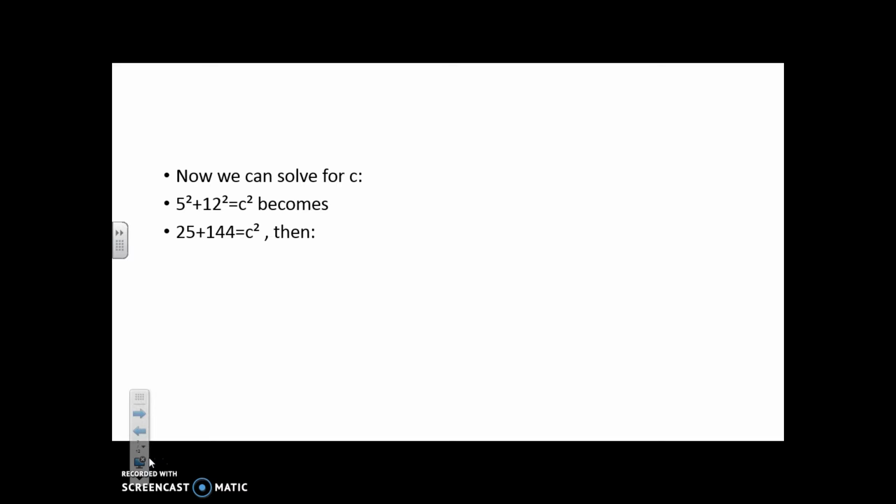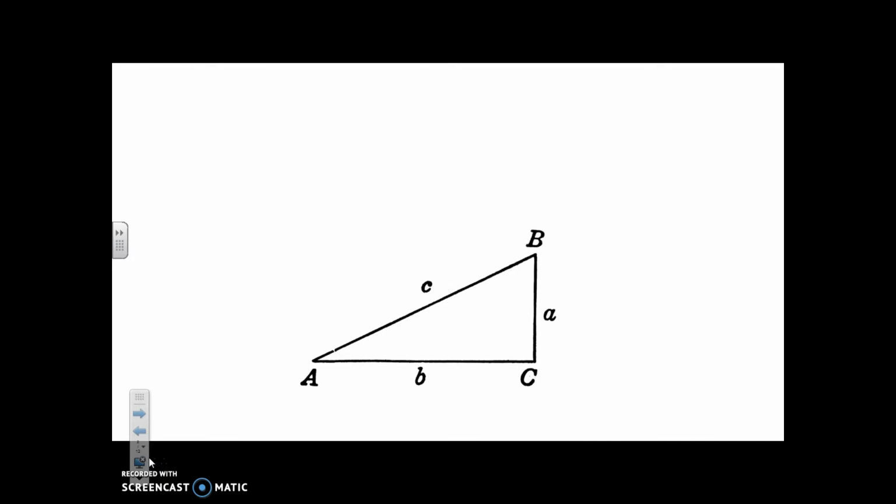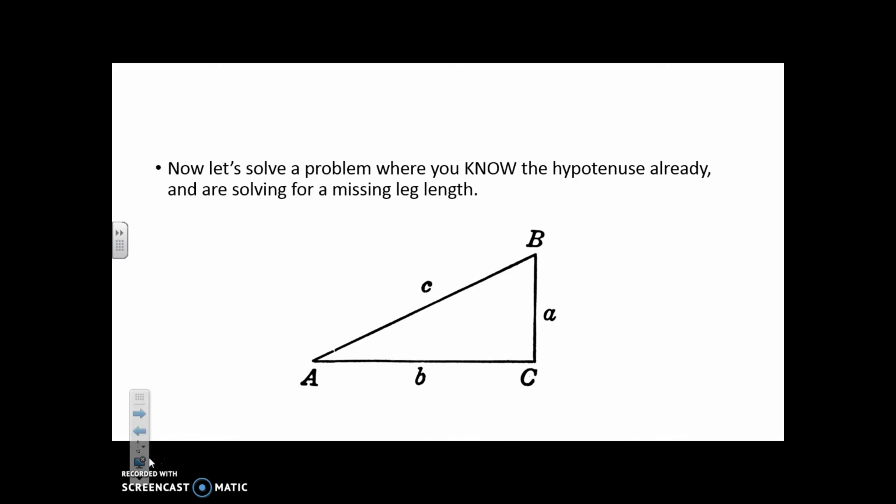You can add 25 and 144 together to get 169 equal to c squared. Then just take the square root of both sides, because remember, whatever you do to one side, you have to do to the other. Take the square root of both sides. That will give you the answer, 13 equals c. Not that difficult.